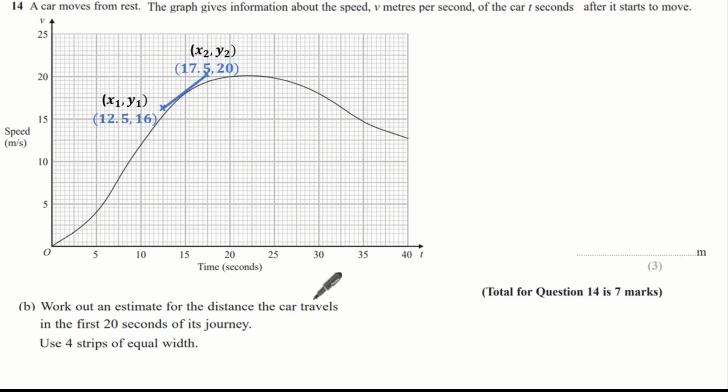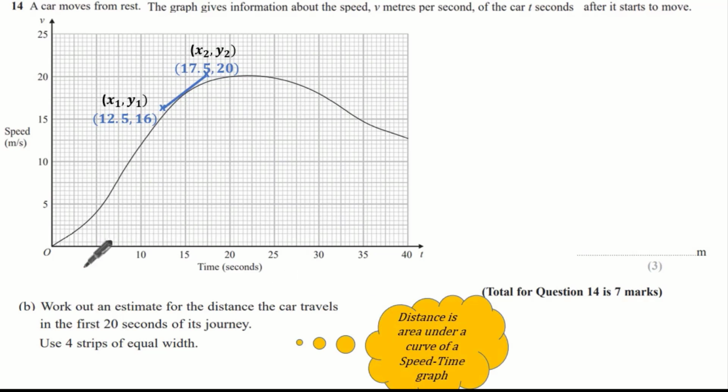Question 14 says work out an estimate for the distance the car travels in the first 20 seconds of its journey. We're asked to use 4 strips of equal width. First things first, remember we have a speed-time graph. So therefore, the distance is the area under the curve. So the question is asking us to work out the area under the curve between 0 and 20 seconds using 4 equal strips. So let's divide them equally.